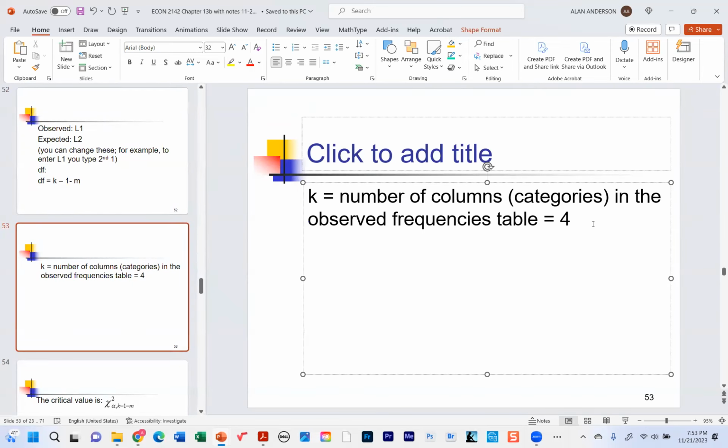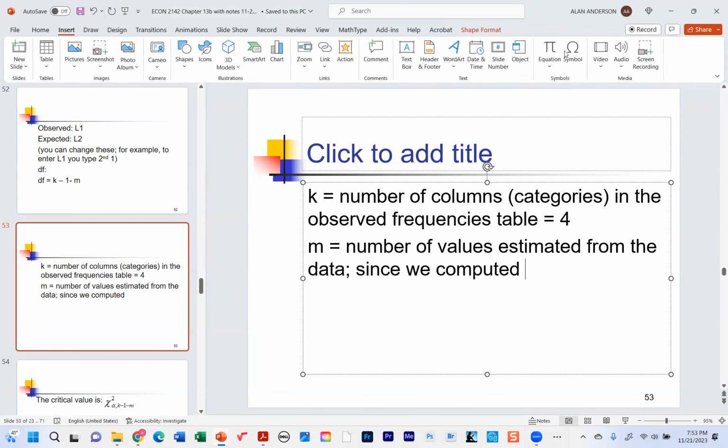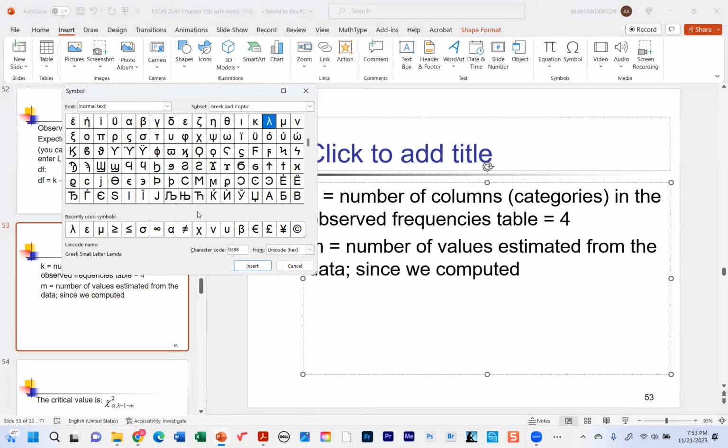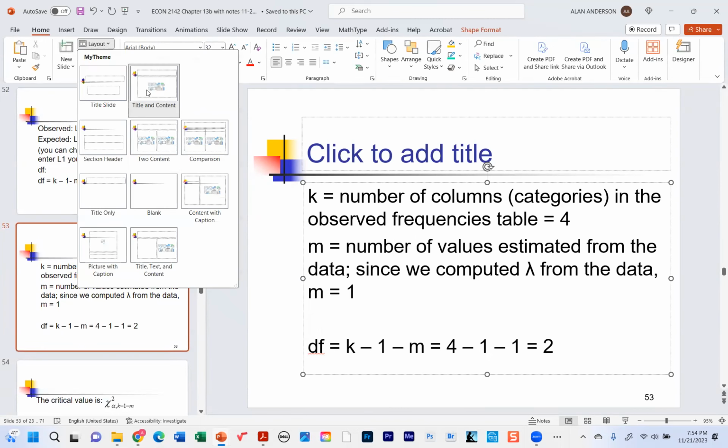Now, one we know what one is. M is the number of values estimated from the data. Since we computed lambda from the data, M equals 1. So therefore, the degrees of freedom equals 4 minus 1 minus 1, which is just 2. Great.